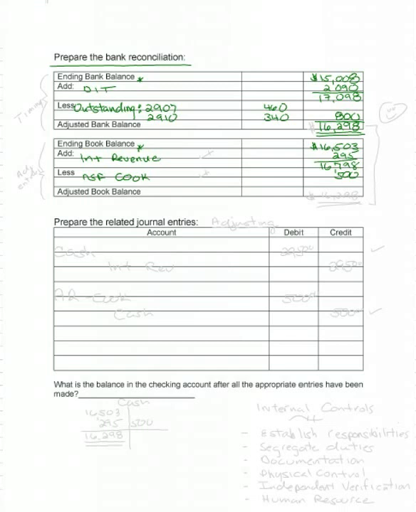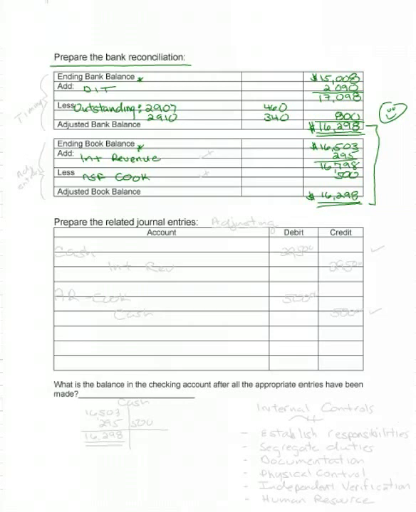$16,798 minus $500 shows an adjusted balance of $16,298 for the books. Notice that the bank reconciled amount and the book reconciled amount agree, and so we have successfully reconciled our checking account.